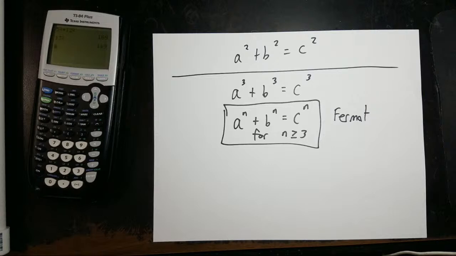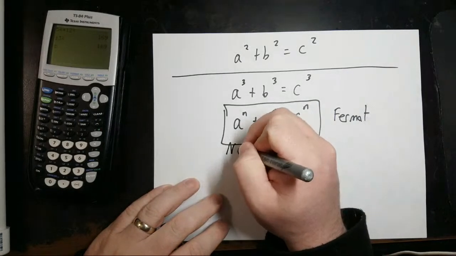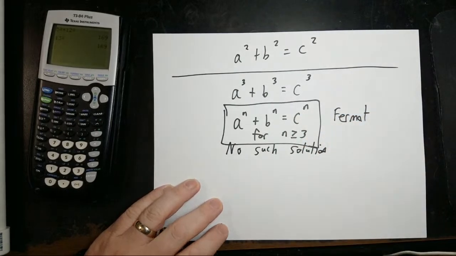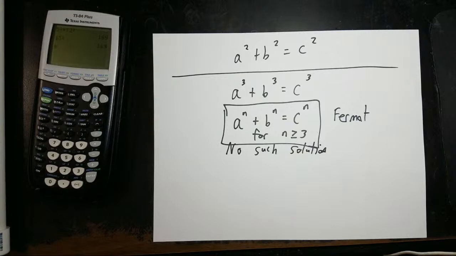And what people had pretty much done over the course of several hundred years was they tried to prove this statement. What Fermat had said was, there is no such solution. He says there's no solution. He said you can't do it. So for 450 some odd years, from the 1500s to today, no one could find a solution.